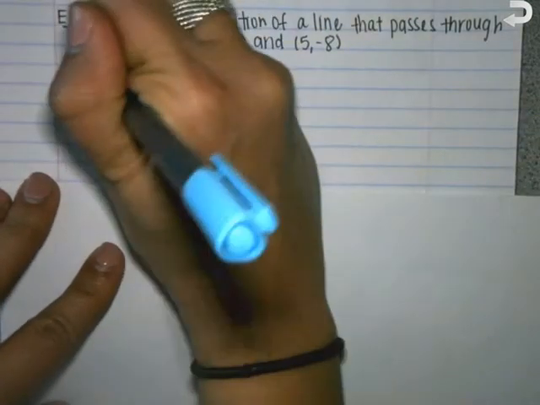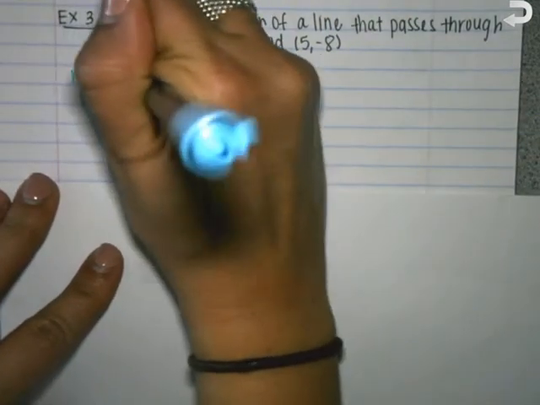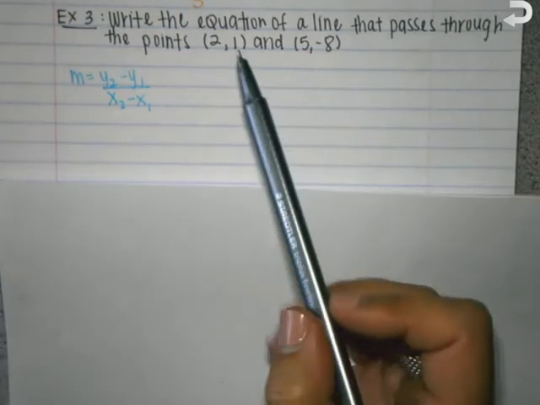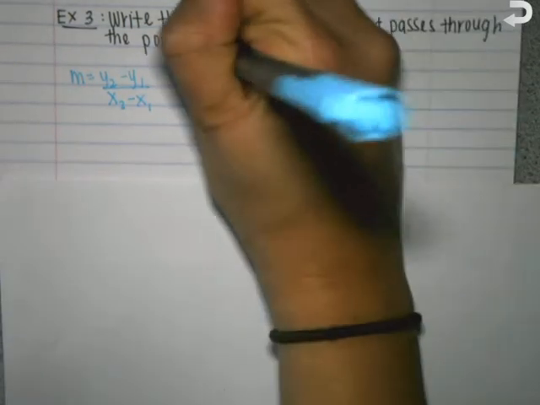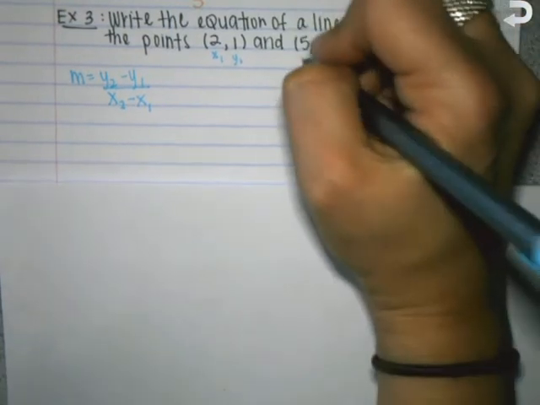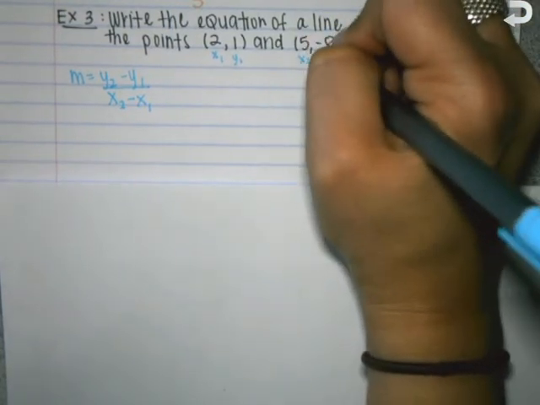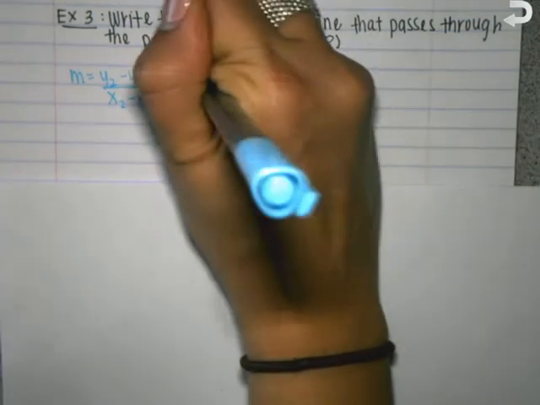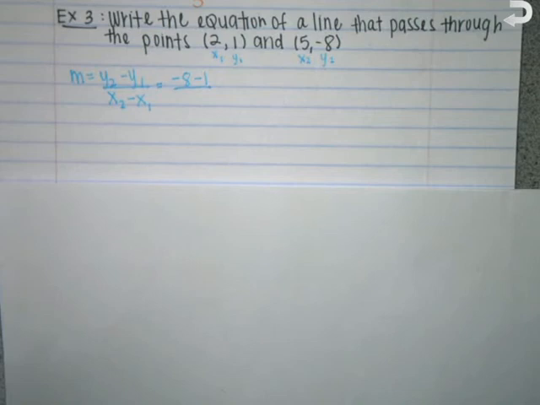Remember, m equals y2 minus y1 over x2 minus x1. So it has to be the y's over the x's. Which point do you guys want to make x1, y1? 2, 1. Okay, so I'm going to label it x1, y1. So that makes 5, negative 8, x2, y2. And then we just plug everything in. So that's going to be negative 8 minus 1 over 5 minus 2.